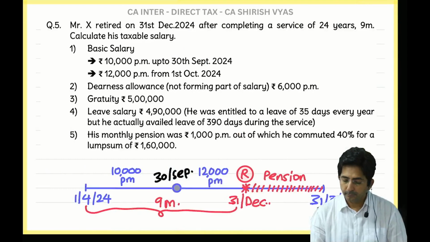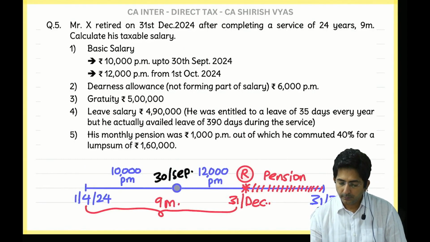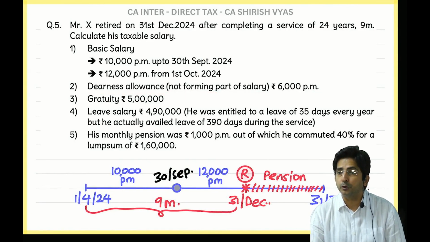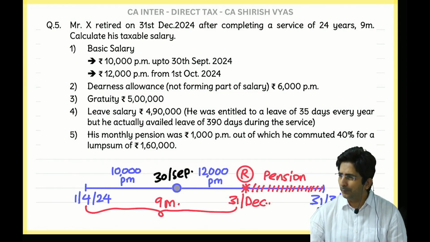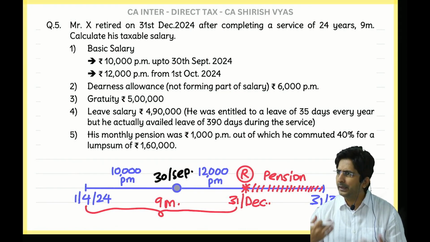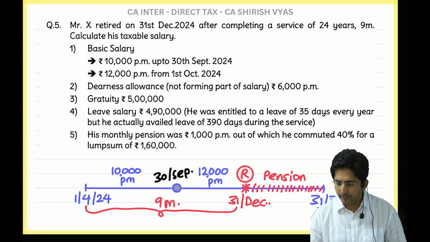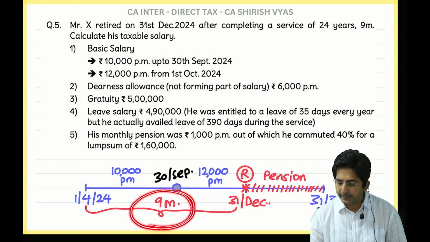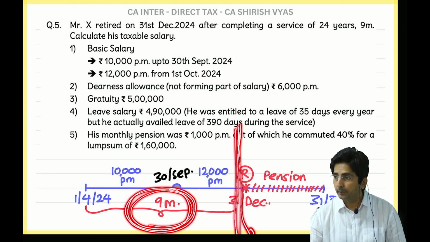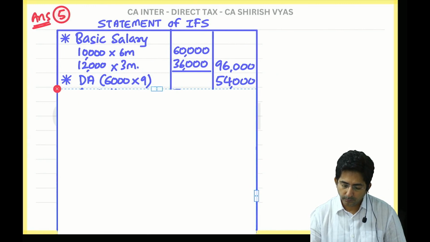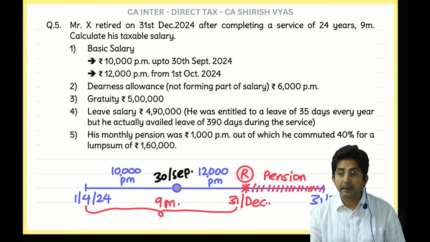Then after basic salary we have got dearness allowance not forming part of salary. So is this in terms or not in terms? Not in terms. But right now it will not make a difference. Right now, in terms or not in terms, both are taxable. So it is taxable. 6,000 into how many months? Everything for 9 months, because after 9 months he retired. So multiply by 9 months. 6,000 into 9 months comes to 54,000. Gratuity. Tell me, gratuity, what to do?